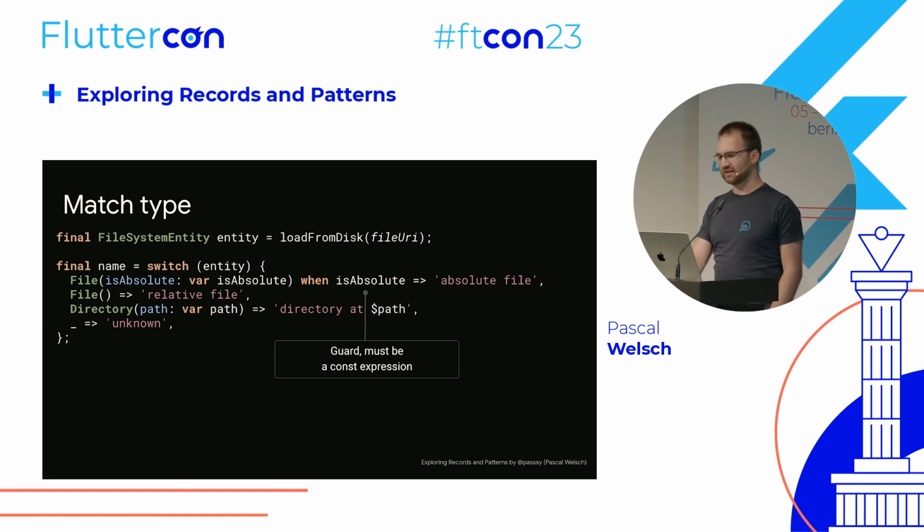So here in this example, I want to print something different for an absolute file. Now I can do it. If it doesn't match, because this absolute is false, it goes to the next matcher and sees, oh, it's a file, so I print relative file.